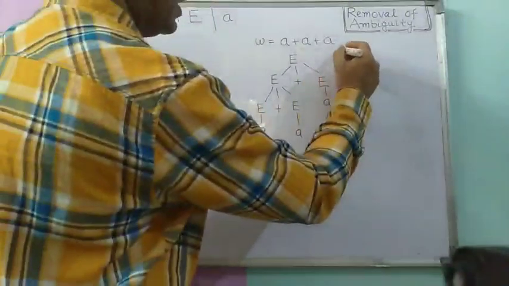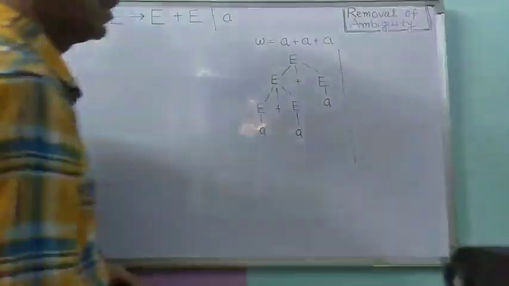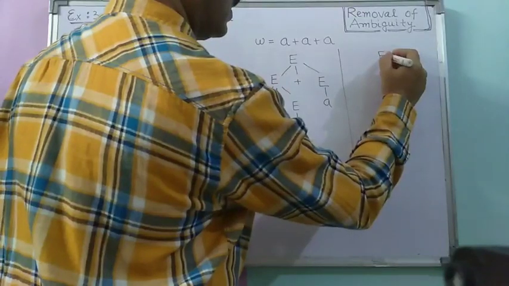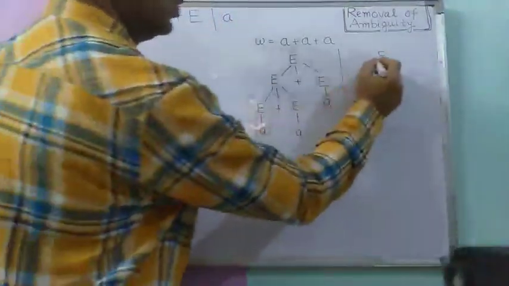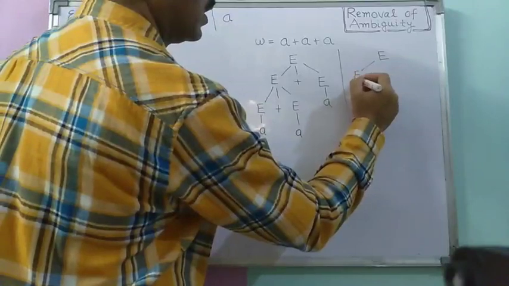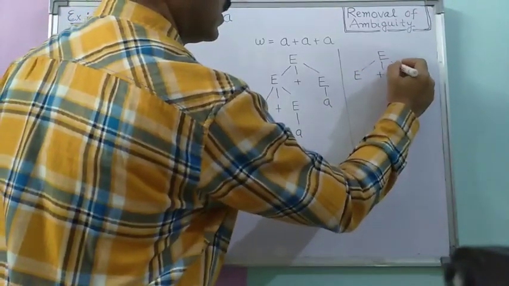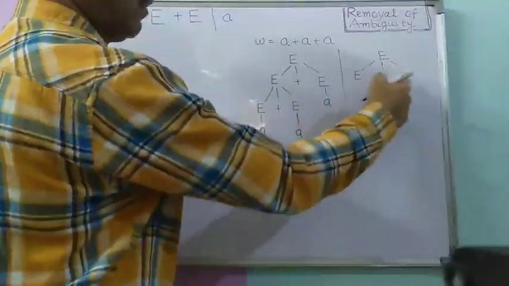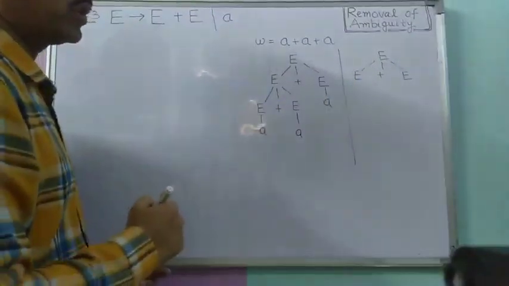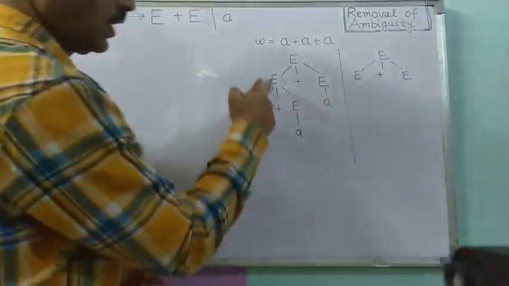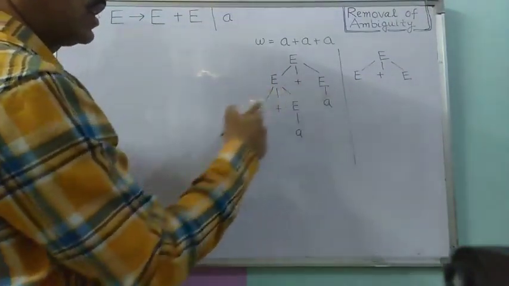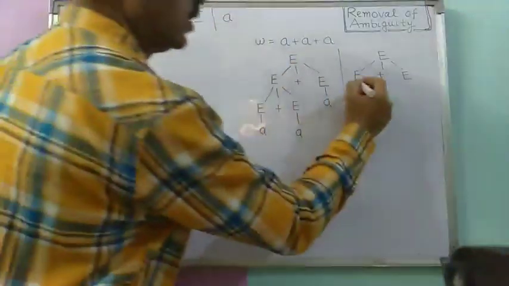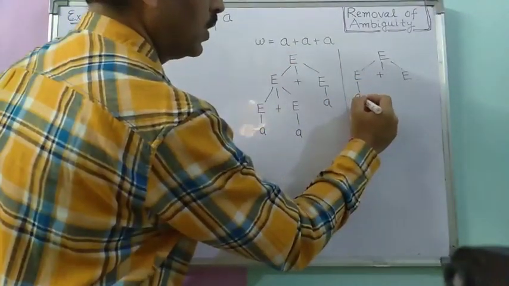Now what may be the second derivation? Again we will start from E. We will use E plus E. Among the available variables, we will expand the leftmost, and this time, last time we expanded it through E plus E, this time we are not expanding it through E plus E, we are expanding it with E to A.